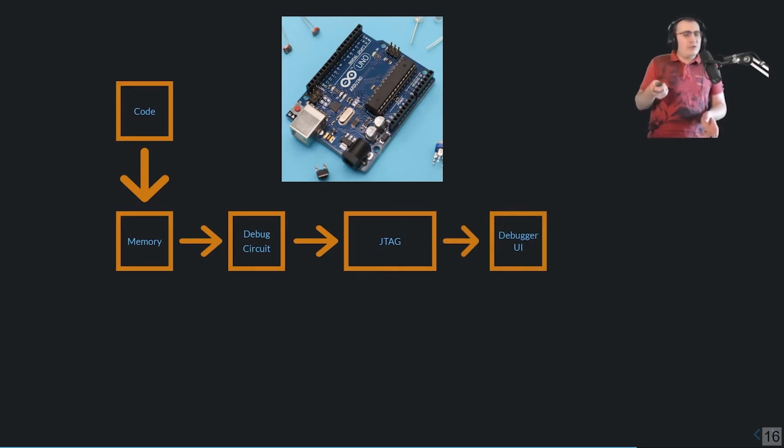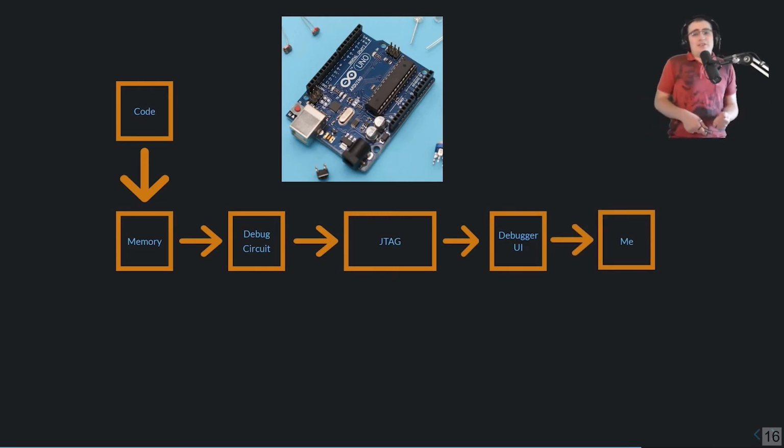We then have a UI for a debugger that is going to interpret this information. And that's me, I'm looking at this. The code has changed things, and now my memory went through all that, and I look at the information in the debugger. But that information is not really what's happening on the chip, right? That's just the UI of the debugger.